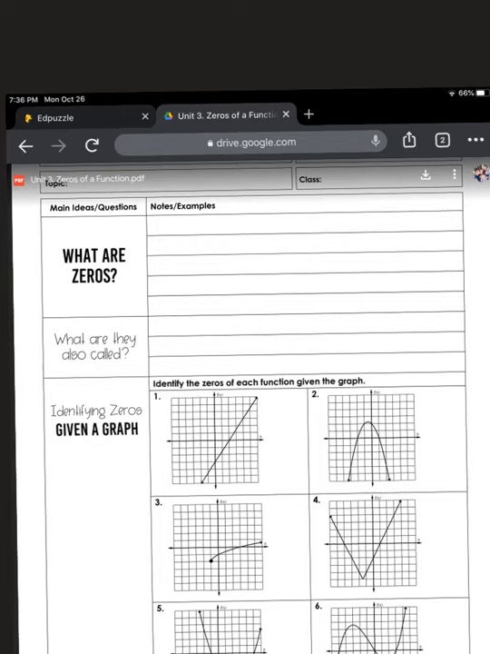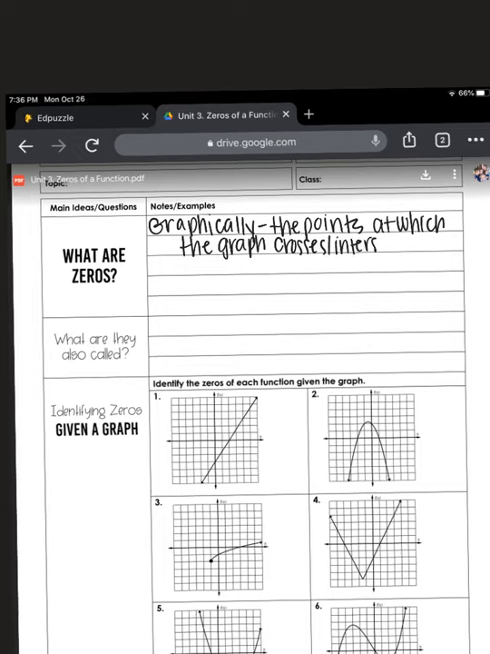Okay, so we are going to be talking about zeros. And there's two ways to define what a zero is. If we are looking at a graph, so if we're looking graphically, the zeros are the points at which the graph crosses, or what we call intersects, the x-axis.